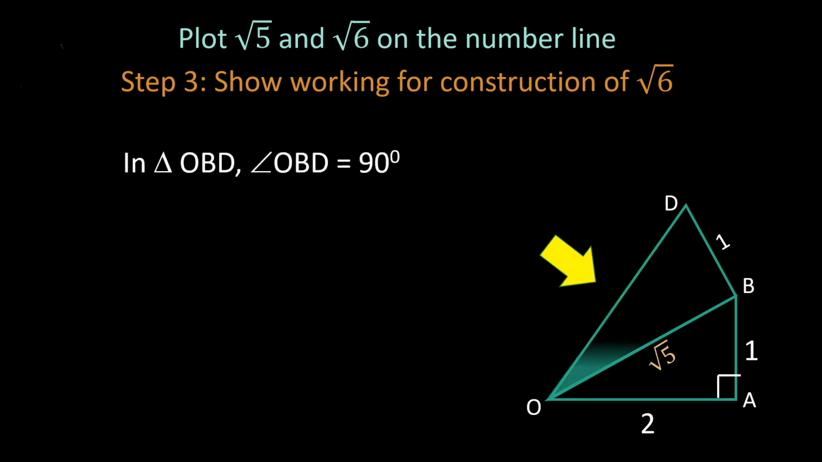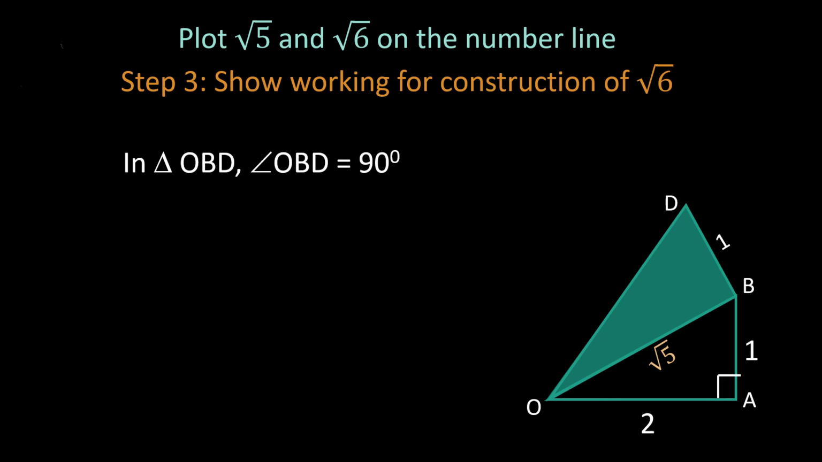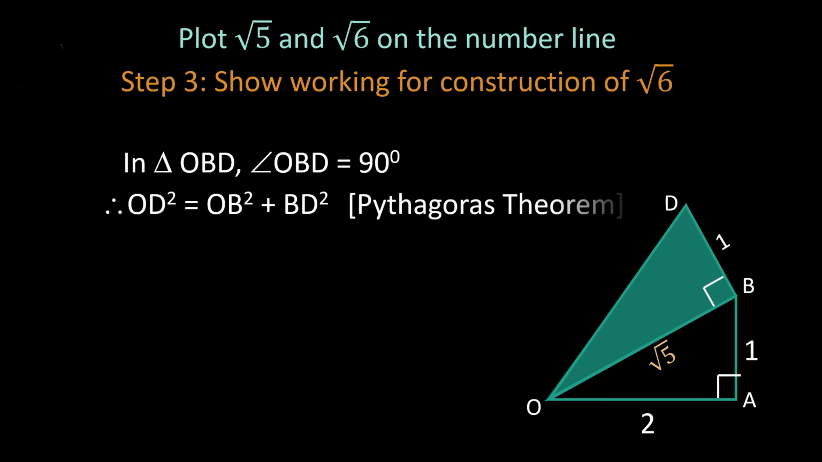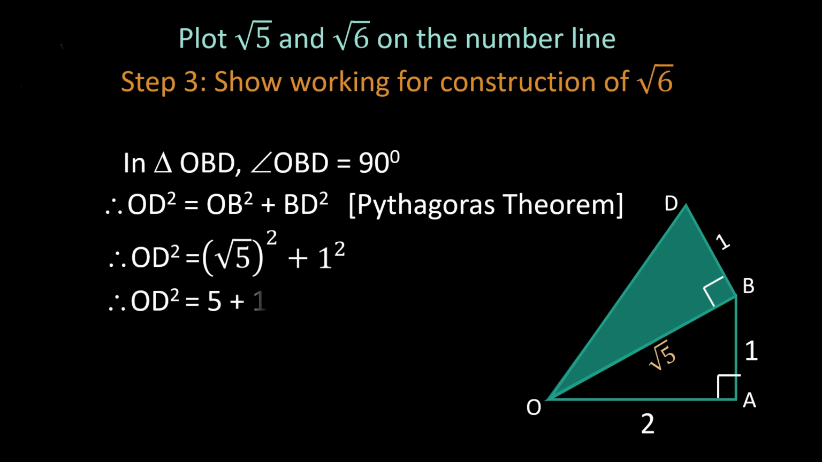In triangle OBD, angle OBD is equal to 90 degrees. Therefore, OD square is equal to OB square plus BD square, Pythagoras theorem. Therefore, OD square is equal to root 5 bracket square plus 1 square. Therefore, OD square is equal to 5 plus 1. Therefore, OD square is equal to 6. By taking square root on both sides, OD is equal to root 6.